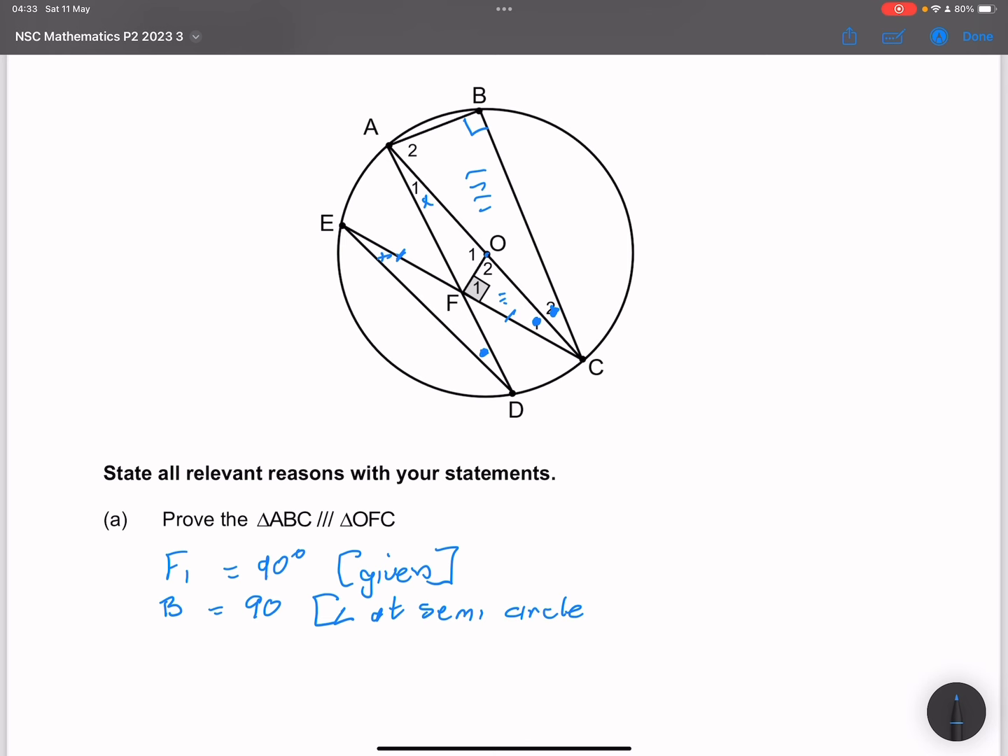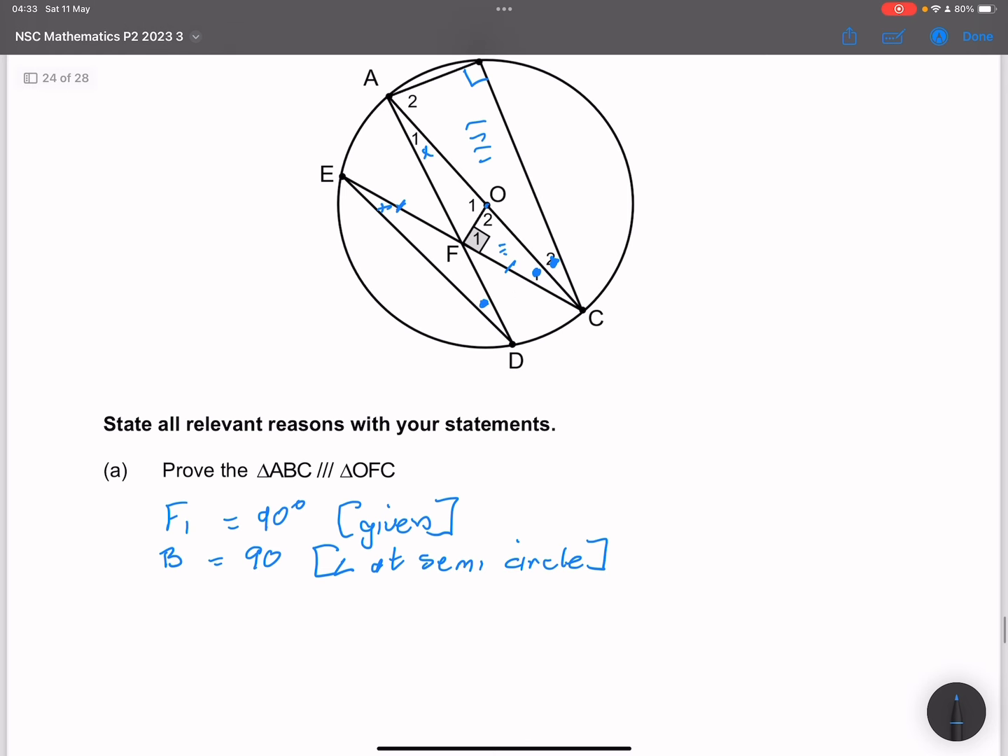And then, what else do we know? If we look at C1, we said this is equal to C2, and this was given to us. They said AOC bisects that angle EFD, I mean EFB rather.